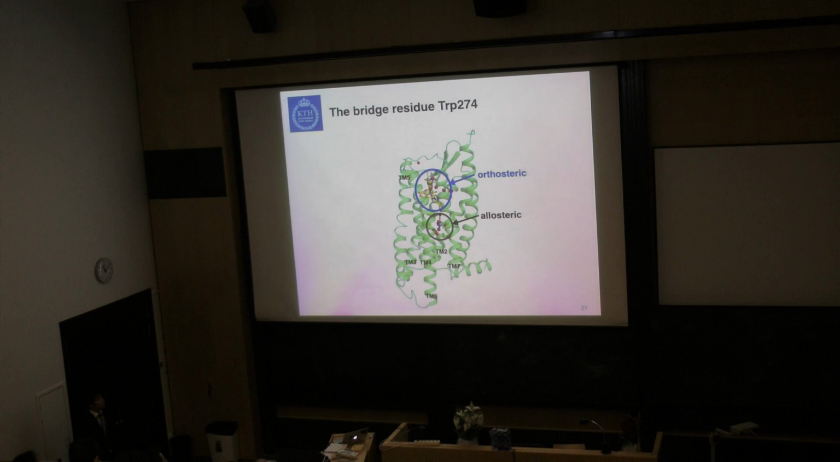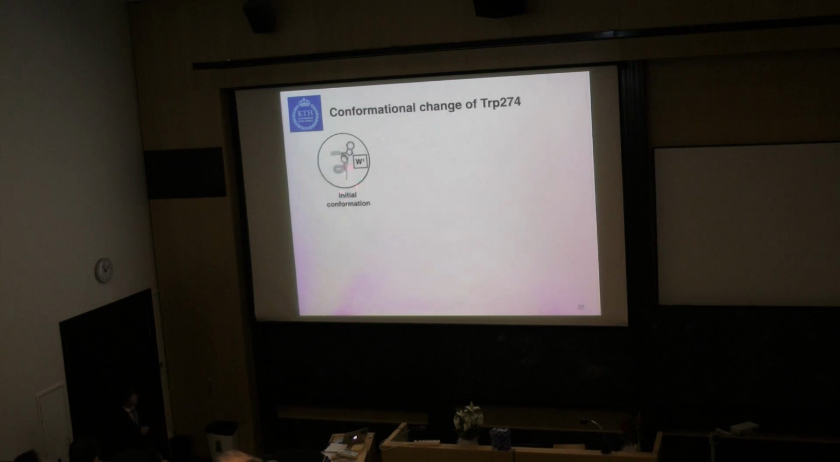They found that one residue, which is the tertiary residue, is located at a position which can bridge the allosteric site and the orthosteric site. So we further monitored the conformation of this residue. Here is the initial conformation of this residue. If we include the antagonist in the simulation, the residue undergoes a conformational change from its initial conformation to the blue structure here. We call it a transition state.